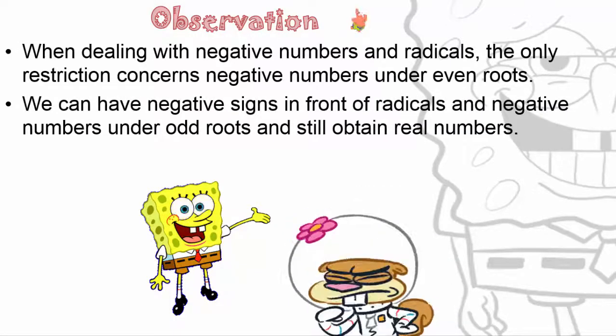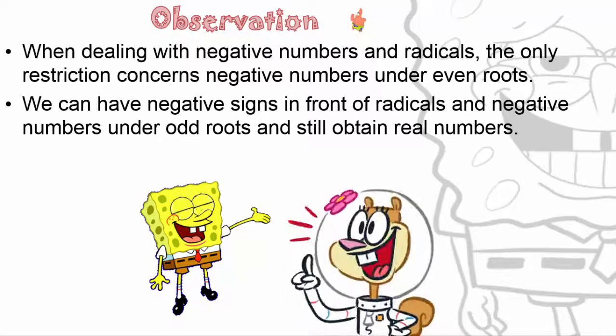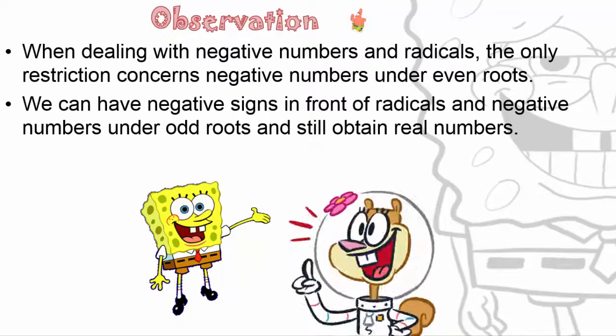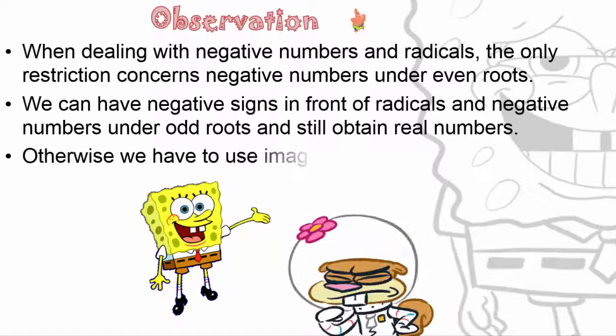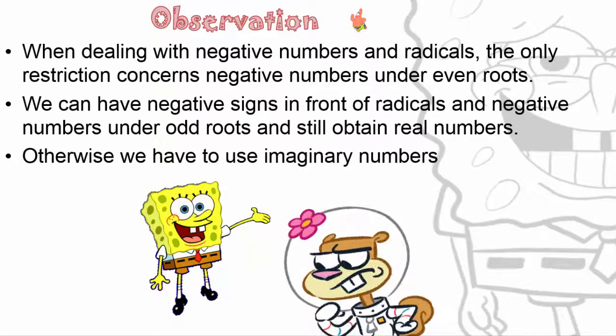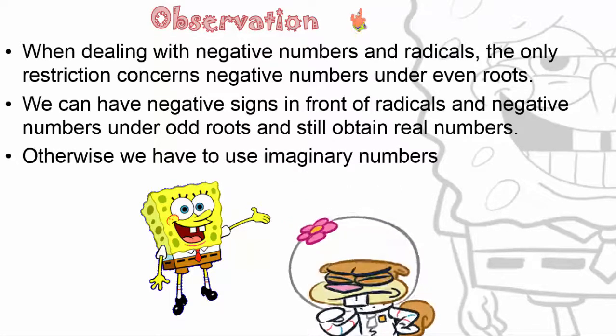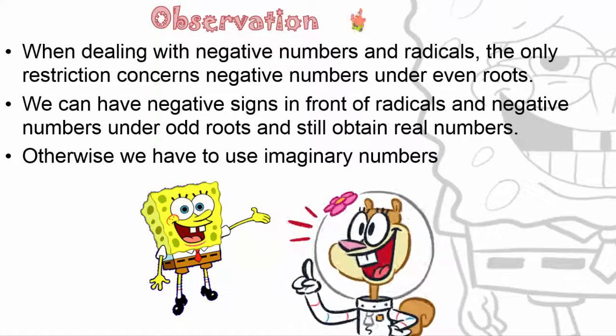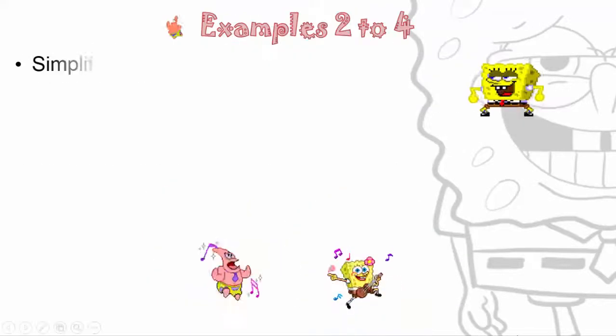We can have negative signs in front of radicals and negative numbers under odd roots and still obtain real numbers. Otherwise, we have to use imaginary numbers. We will learn more about imaginary numbers later in this course.